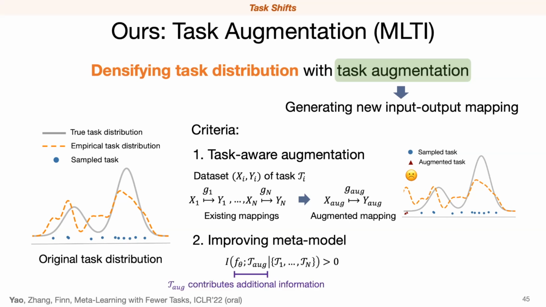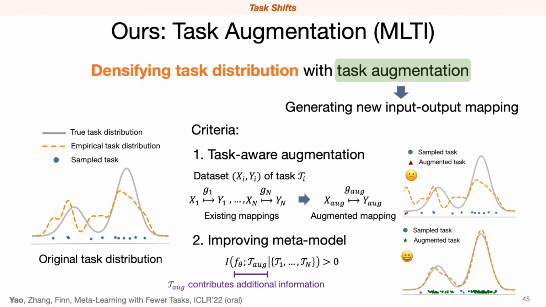The other criteria is that we should make this constructed or augmented task provide additional information in inferring the meta model. So mathematically, conditioned on the existing tasks, the augmented tasks should provide additional information in inferring the meta model, whereas the mutual information is larger than 0. If this augmented task can follow these 2 criteria, we'll say these augmented tasks can essentially densify the entire distribution and get a better empirical task distribution.